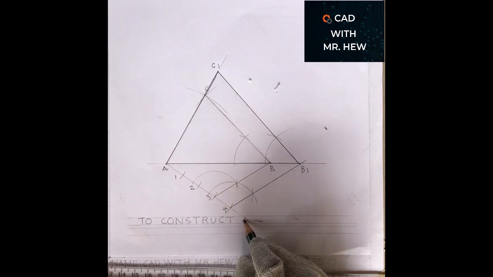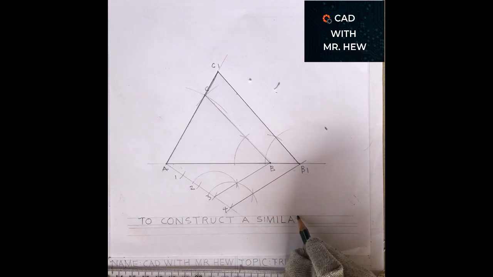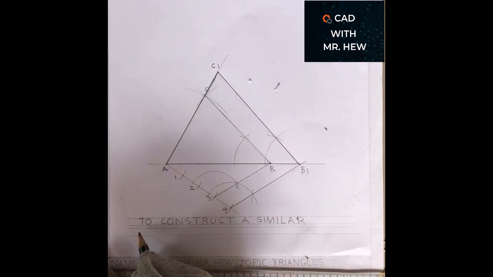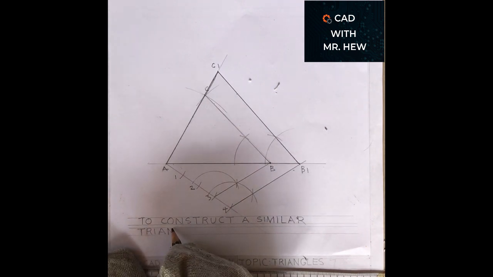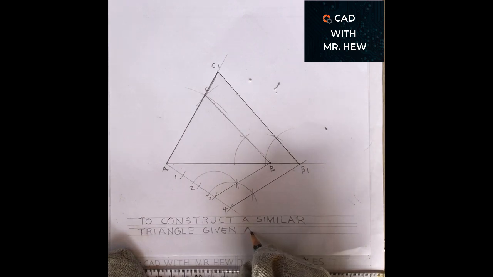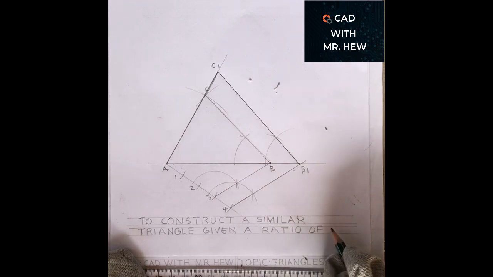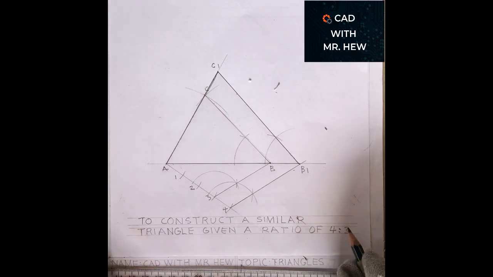A similar triangle given a ratio of 4 to 3.